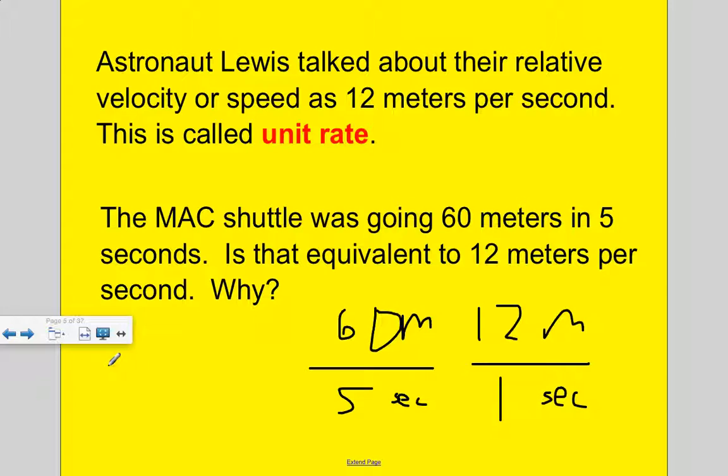Another way you can think about it is a bar model. This is a bar model. We are going to be talking about this today. Imagine that this entire bar contains the 60 meters. We want to break this down into 5 groups, or 5 seconds. So how many meters will go in each section, or each second?